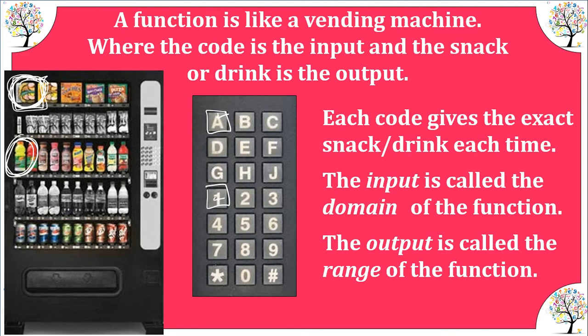Two new vocabulary words are domain and range. Your input is also called the domain. Your output is also called the range. Just know that output and range are interchangeable and input and domain are interchangeable. So in this example, our domain would be the codes like A1 or A2 or A3. The range or the output would be the actual items that come out of our machine.